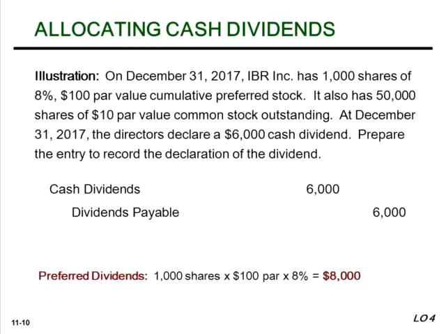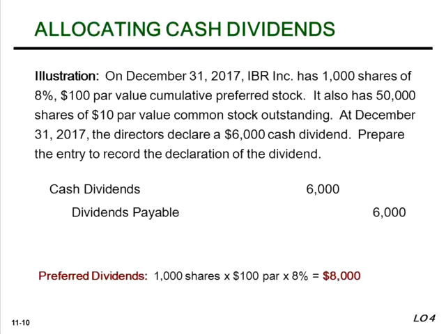All right. So now, another example. On December 31st, 2017, IBR Inc. has 1,000 shares of 8% $100 par value cumulative preferred stock. So if we take the 8% and multiply by $100 on a per dollar amount per share, the preferred dividend would be $8 per share. It also has 50,000 shares of $10 par value common stock outstanding. At December 31st, 2017, the directors declare a $6,000 cash dividend.